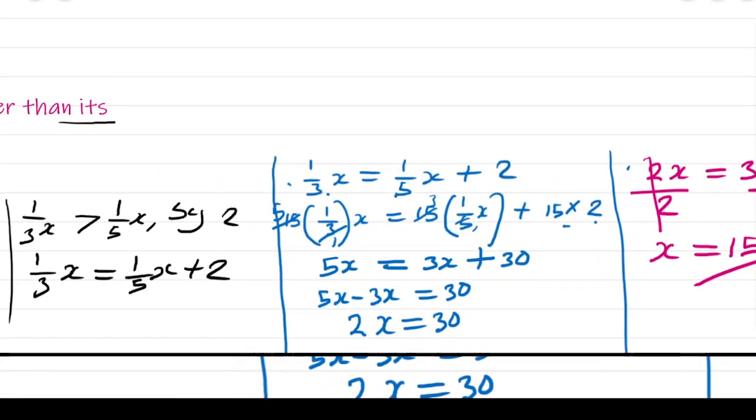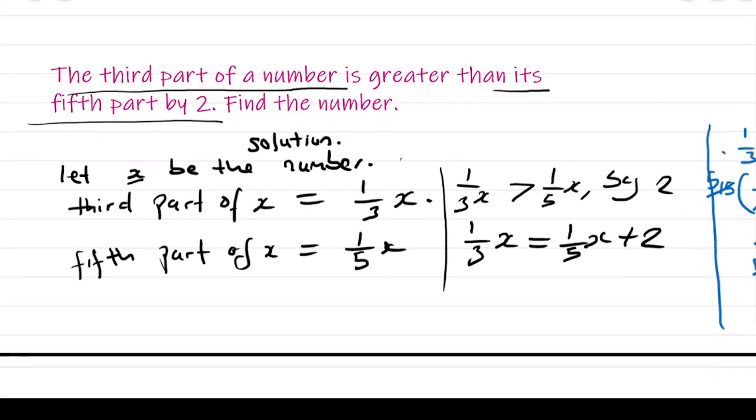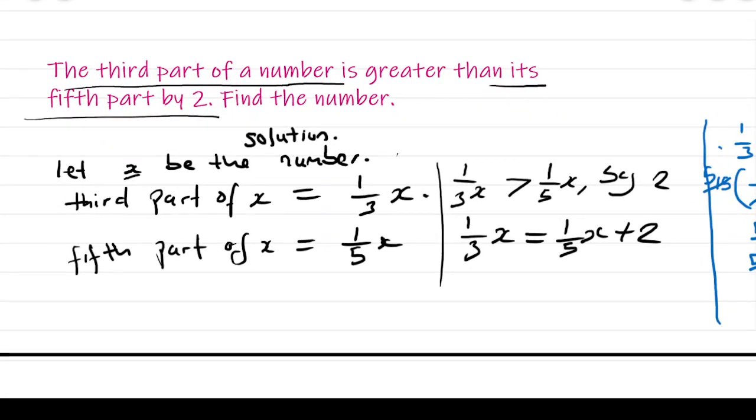Now let's go through the problem again. We are saying that the third part of a number is greater than its fifth part by 2, and we're asked to find the number. What we basically did is that we realized that the third part is 1 over 3x, and the fifth part is 1 over 5x, and then we use the notation that since this is greater than this by this, this equation must be true. So that is all for this problem.